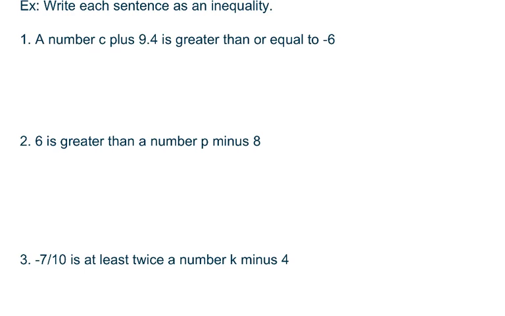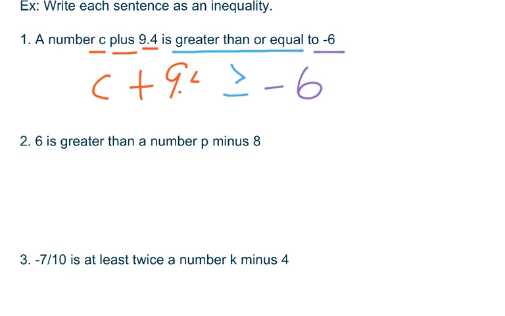Write each sentence as an inequality. The first one here, a number C plus 9.4 is greater than or equal to -6. What I see right away is greater than or equal to, so I'm just going to put that sign right there. On the right hand side of that, I see -6. And on the left hand side, I see a number C plus 9.4. So we'll have C plus 9.4 is greater than or equal to -6. That's your answer right there.